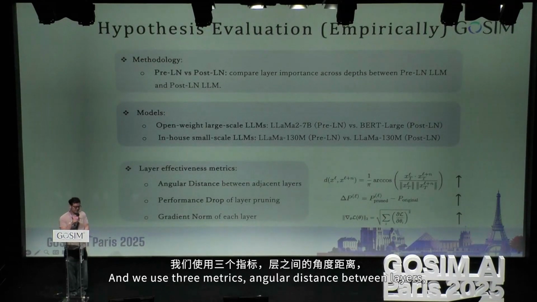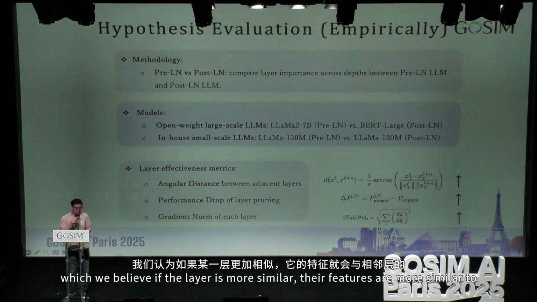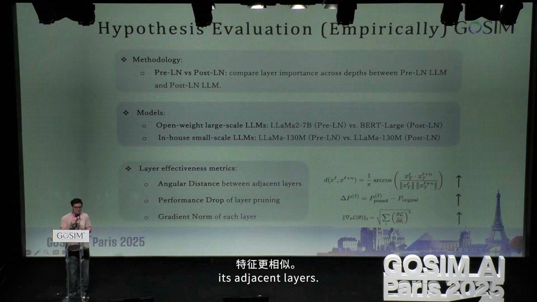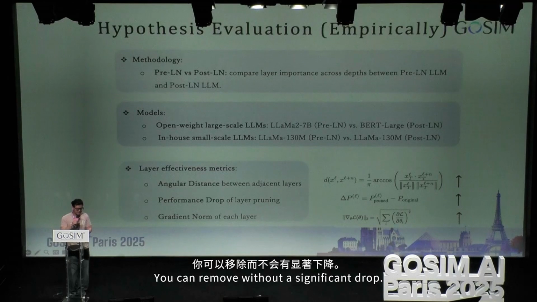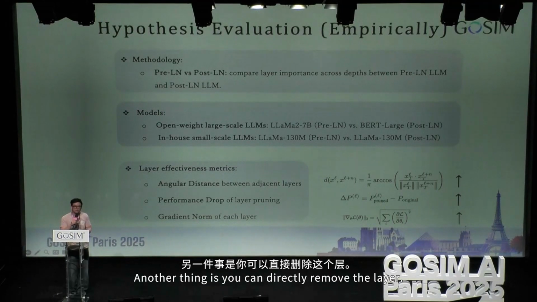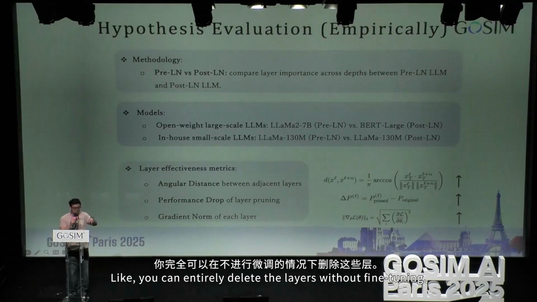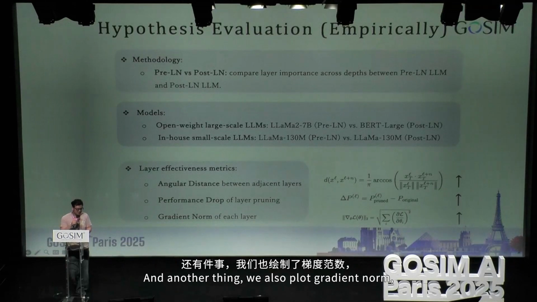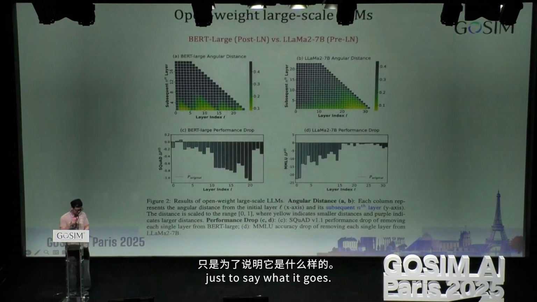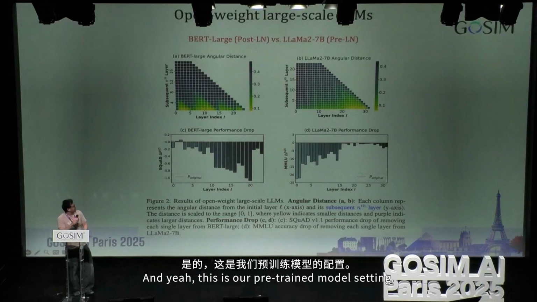And we use three metrics. First, angular distance between layers, with which we believe that if a layer's features are more similar to its adjacent layers, that means it is less important. You can remove it without a significant drop. Another is that you can directly remove the layer. Like you can entirely delete the layers without fine-tuning. If the performance drop is huge, that means the layer contributes more in your model. And another thing, we also plot gradient norm, just to see what it looks like.